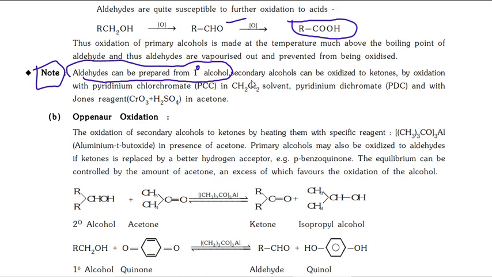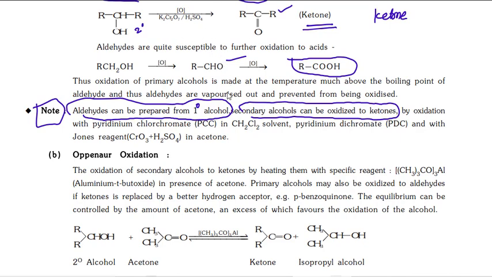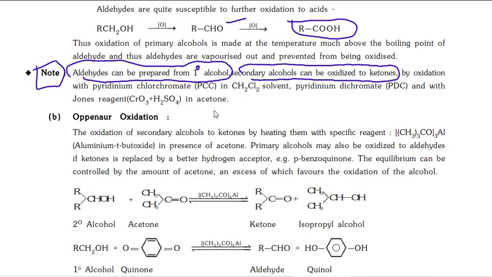Secondary alcohols can be oxidized to ketones. Just now we saw that example, right? But here we discussed only one oxidizing agent, that is K2Cr2O7, but many other oxidizing agents can produce a good yield of aldehydes. The main important reagents are PCC and PDC, and the third one is Jones reagent.